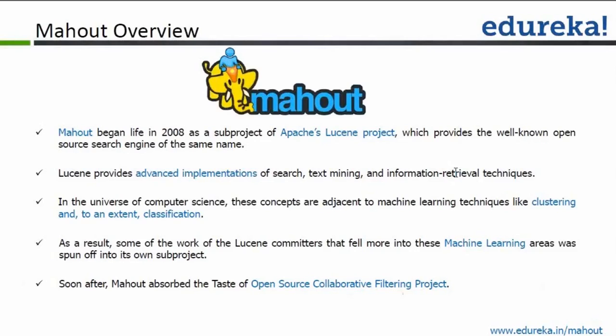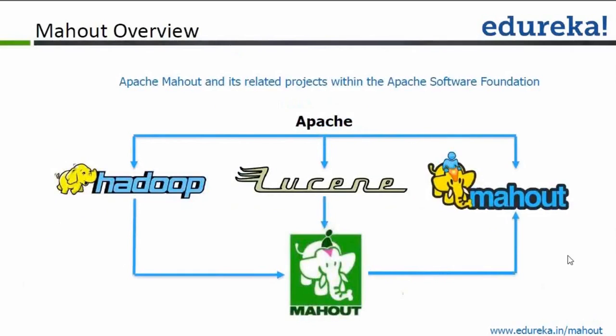Soon after, Mahout took on an open source collaborative filtering project. Sooner or later, when Mahout got the recommendation engine framework, they spun it out into a new project called Mahout, guys. So let's try to understand how Mahout originated. Basically, the roots of Mahout are in Lucene as well as Hadoop. Since it runs over Hadoop, that's where the new project, Mahout, came into the picture.